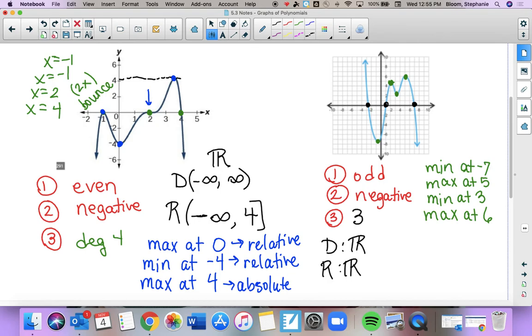Okay, now we need to label them relative or absolute. Before we even do that, I'm going to say right now, none of them can be absolute, and how do you know that none of them are absolute? Because why? It's going both directions, right? It's going forever up in the positive. It's going forever up in the negative. That means none of these mins or maxes can be absolute. So every single one would be labeled as relative. So make sure you're paying attention to your graphs. Okay?